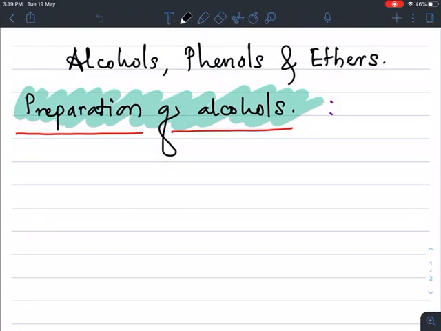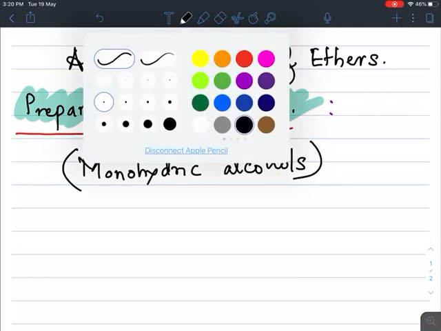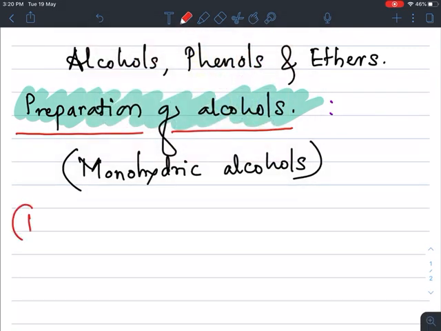Students, the next most important part of this chapter, alcohols, phenols and ethers, is the preparation of alcohols. From alcohols, monohydric alcohols are prepared by this method. The first method for preparing monohydric alcohols is from alkyl halide.